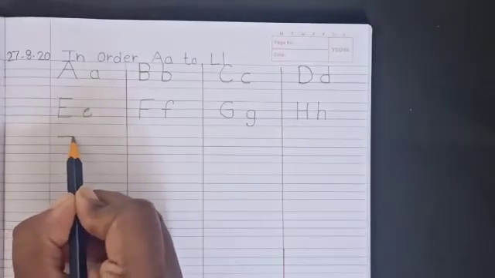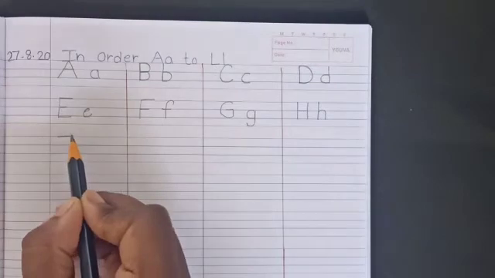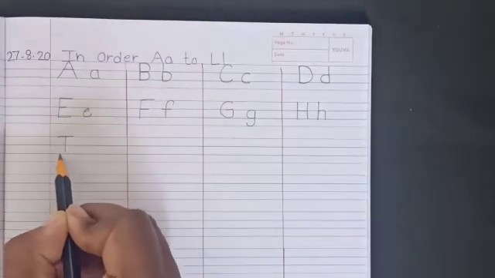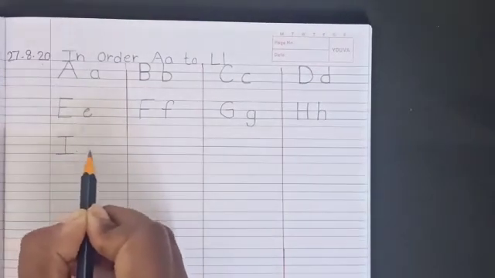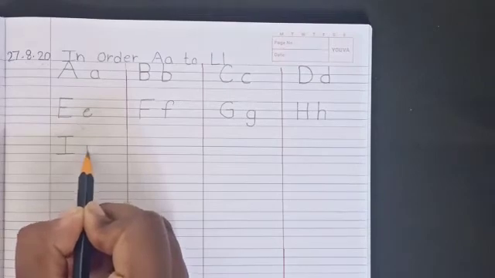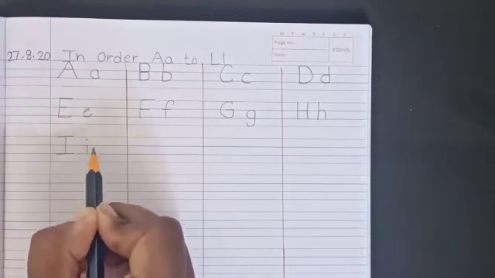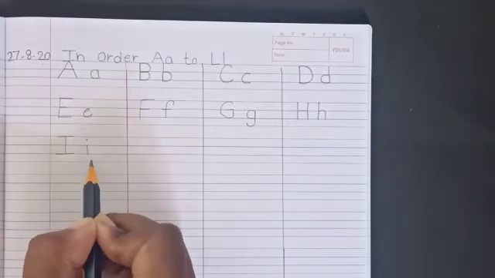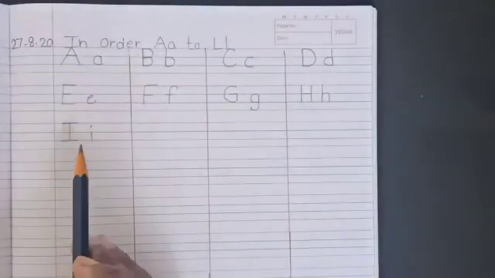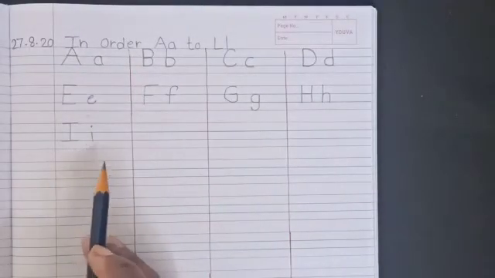I. For that, slipping line, standing line, again slipping line, capital I. For small i, standing line and a dot, small i. Now after I, what will come?